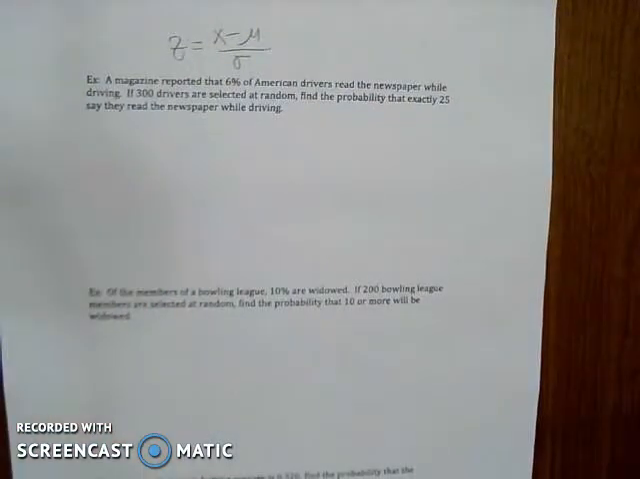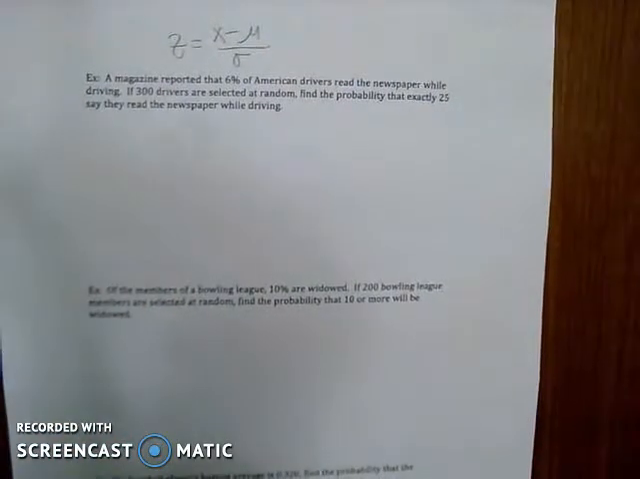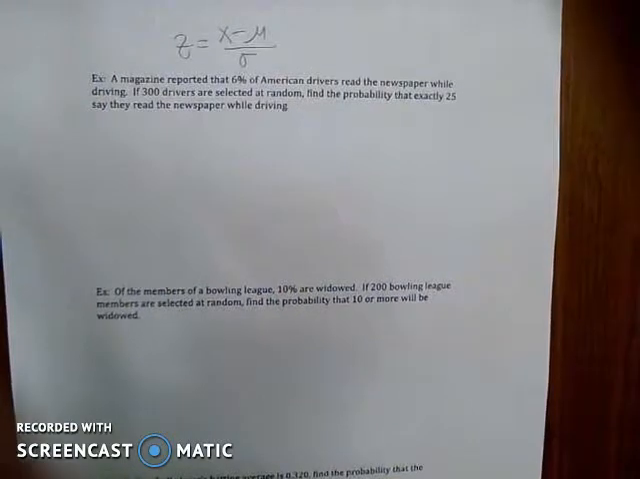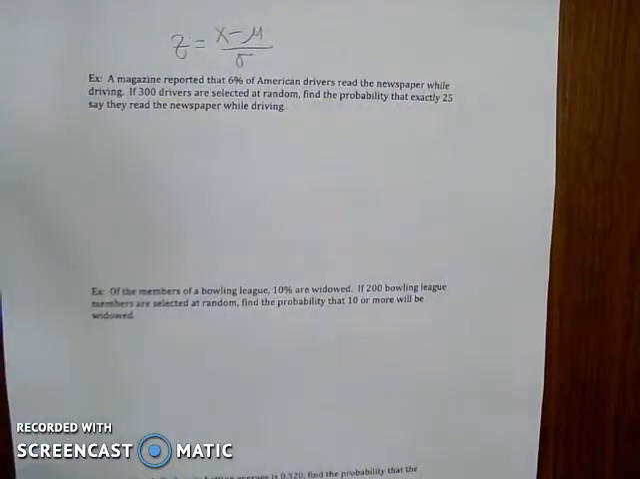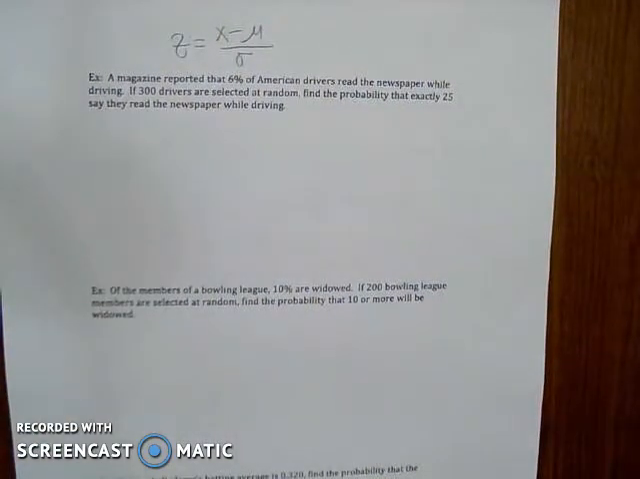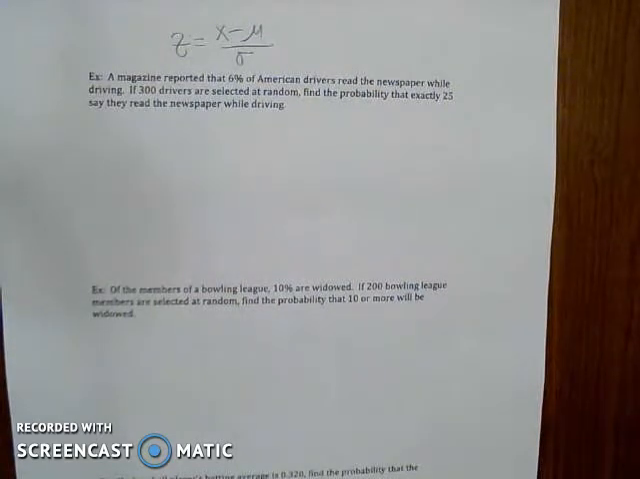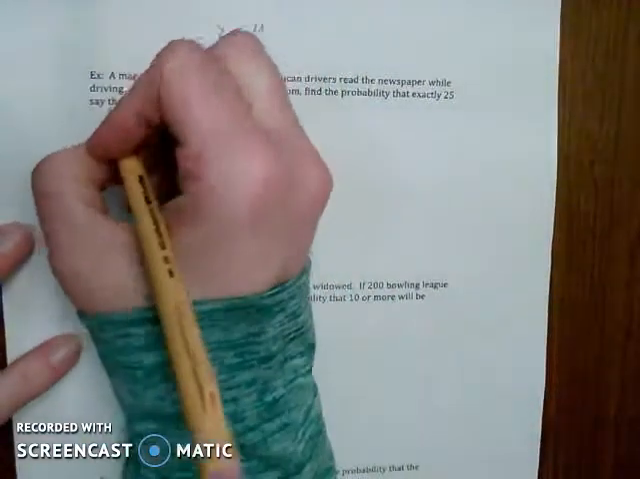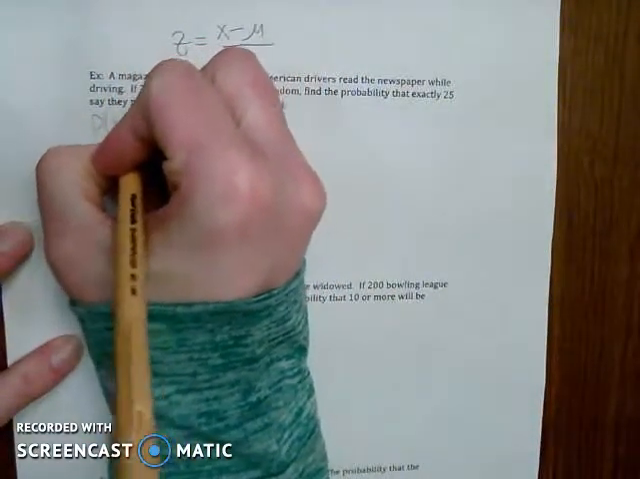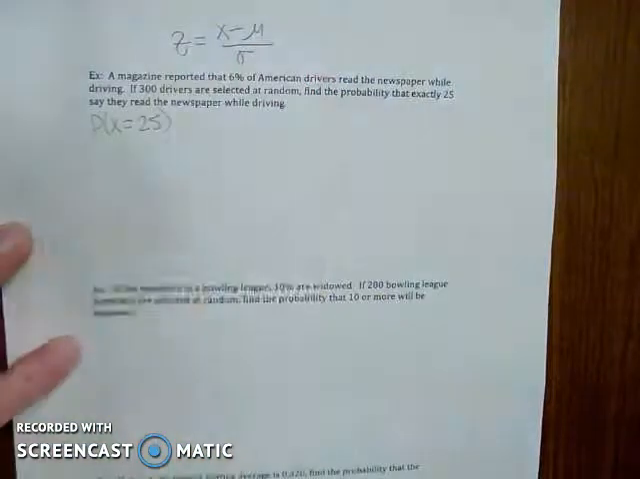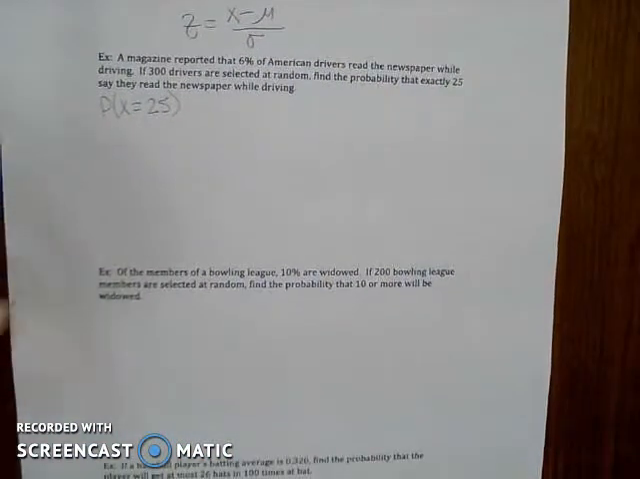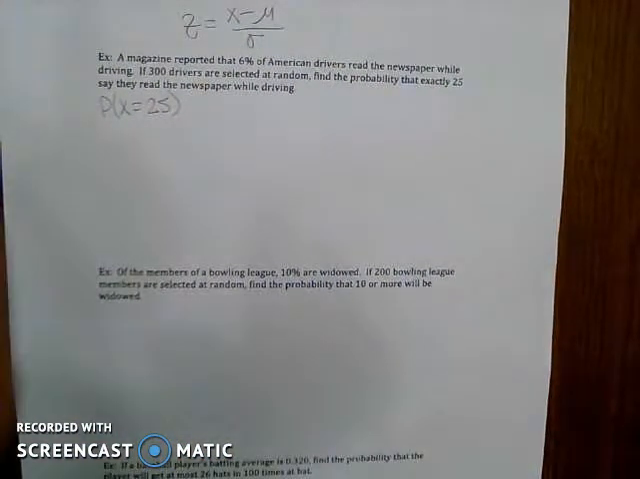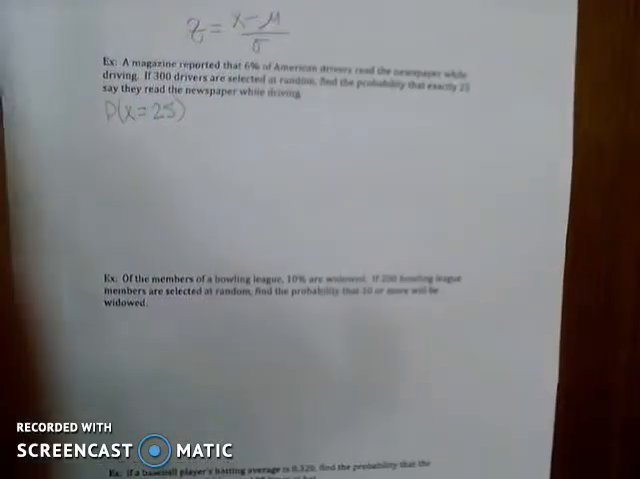Okay, so here's how it works. A magazine reported that 6% of American drivers read the newspaper while driving. Hopefully none of you do that. If 300 drivers are selected at random, find the probability that exactly 25 say they read the newspaper while driving. So first thing I do is write this. We want the probability that x is equal to 25, because that's what it's asking us to do.